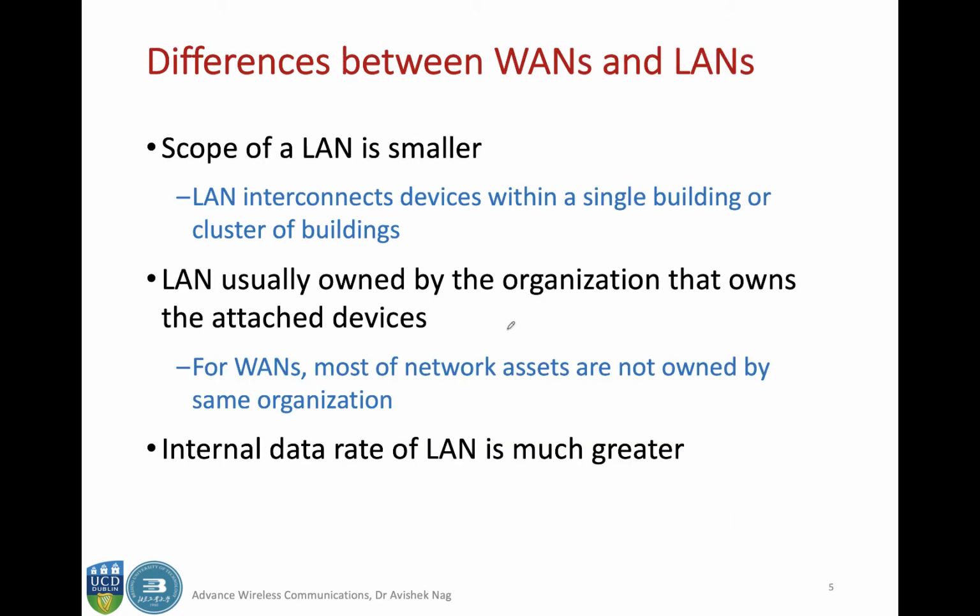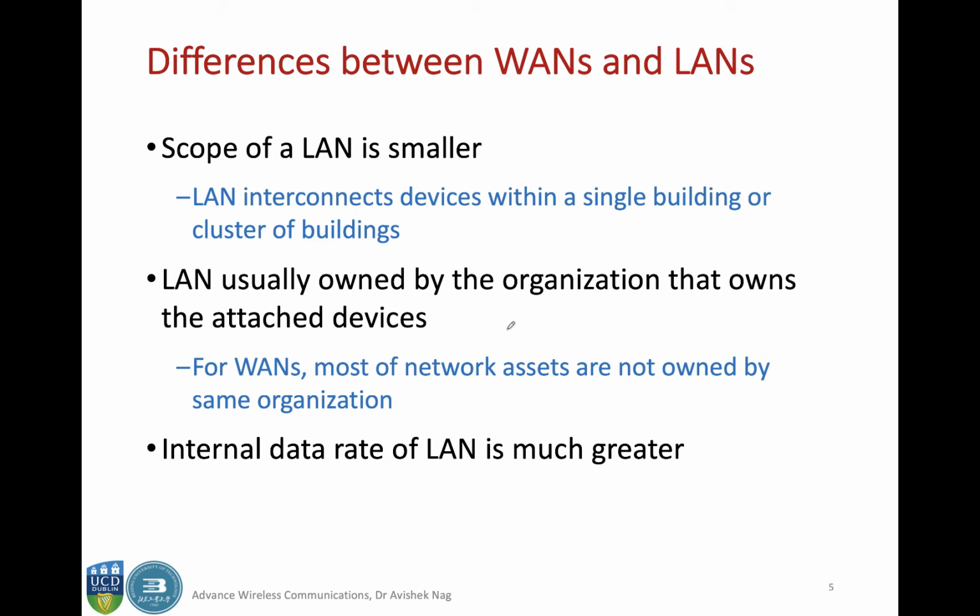Now the difference between a LAN and a WAN, as you see, is the scope. The geographical reach or the scope of a LAN is smaller because LAN interconnects devices within a single building or a cluster of buildings, and is owned by the organization that owns the attached devices. So the BJUT campus LAN is owned by BJUT itself.